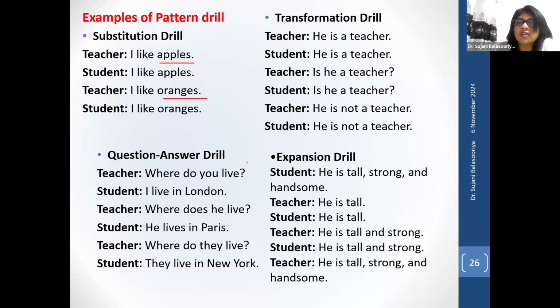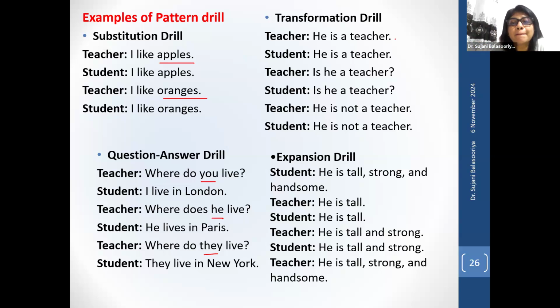And question answer drilling. The teacher asks the question, where do you live? And the students are not repeating the same question there. They are answering, I live in London, right? And where does he live then? The teacher can substitute here, instead of you, he or they, likewise. And the students are drilling the answer pattern, right? I live in London and he lives in Paris. They live in New York, likewise.